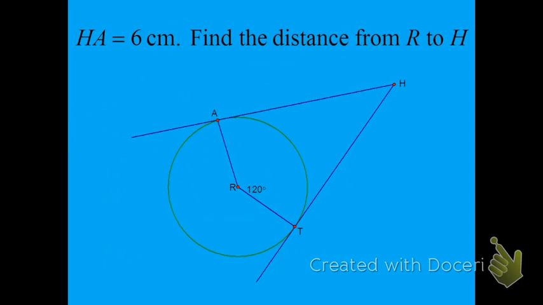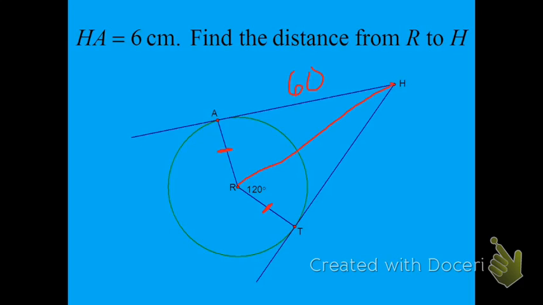Alright, this one says, find the distance from R to H. So notice how that is not drawn yet. So let's draw that line RH that we're looking for the distance of. And it also says that HA is 6. And we also know that this is a radius, and so is that. So AR and RT are radii.